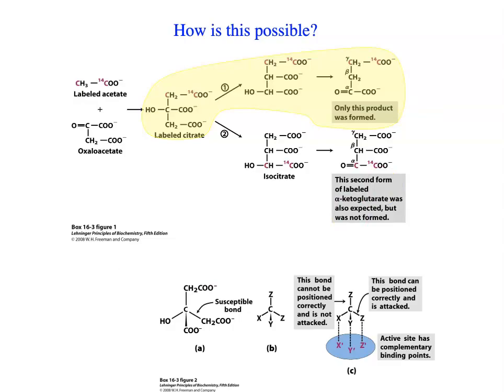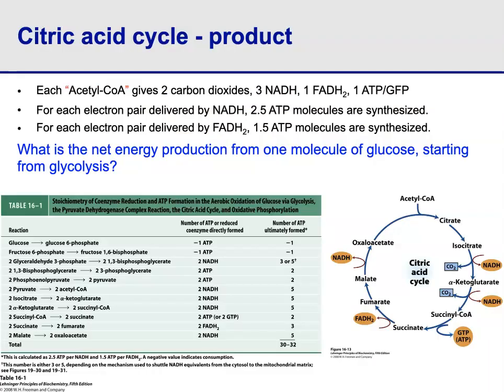All right, so overall, what we can say is that each acyl-CoA, and again I'm putting this in quotation marks so that you know it's not directly the acyl-CoA that enters the cycle, but eventually each acyl-CoA gives 2 carbon dioxides. The cycle also generates 3 NADHs, 1 FADH2, and 1 ATP. For each molecule of NADH we get 2.5 ATP molecules, and for each FADH2, 1.5.